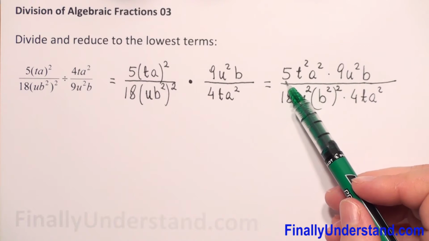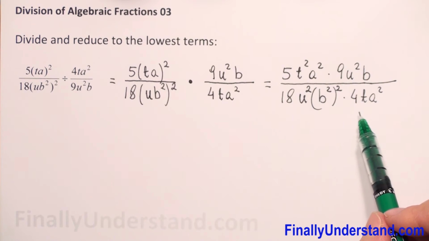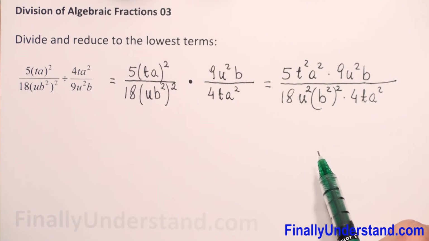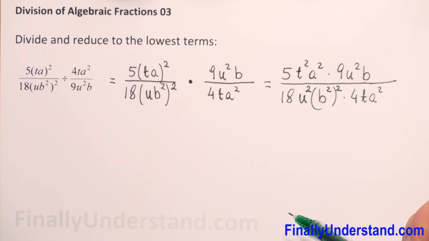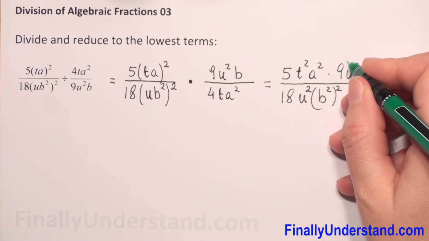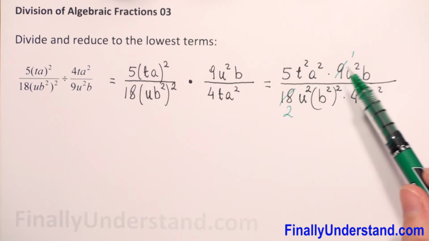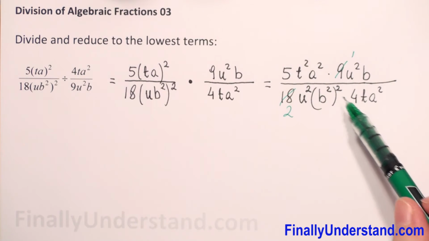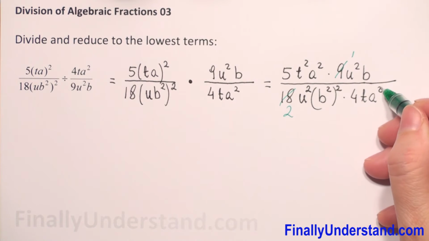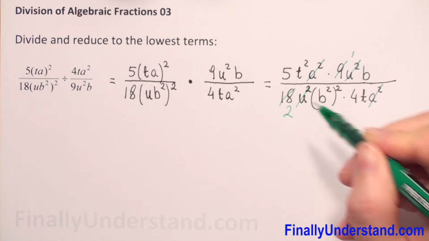Next step, because we have multiplication, first we can check if we can reduce something. We have 5 in the numerator, and in the denominator we have 18 and 4, so we cannot reduce anything. The greatest common factor for 5, 18 and 4 is 1, so it doesn't change anything. Next we have 9, and we have 18 in the denominator, so we can reduce by 9, it will be 1 and 2. And next, we don't have t squared, a squared, but we have a squared here, so we can cancel out a squared, and we have u squared and u squared.